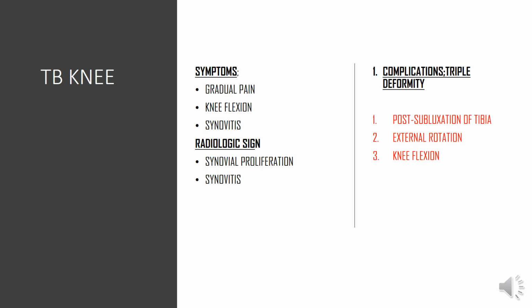Next, we'll talk about TB knee. The symptoms include gradual pain, knee flexion, and synovitis. Radiological sign we can see synovial proliferation and synovitis. Complications of TB knee is triple deformity. Triple deformity includes posterior subluxation of tibia, external rotation, and knee flexion.